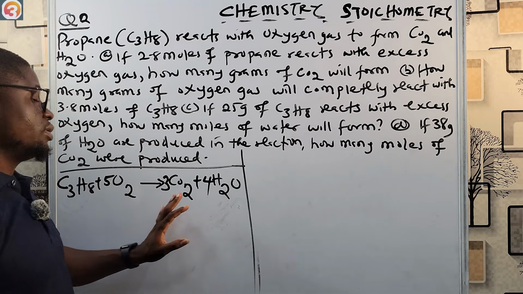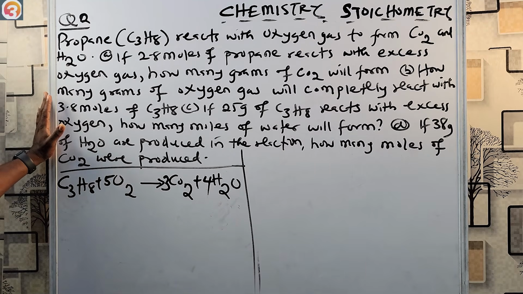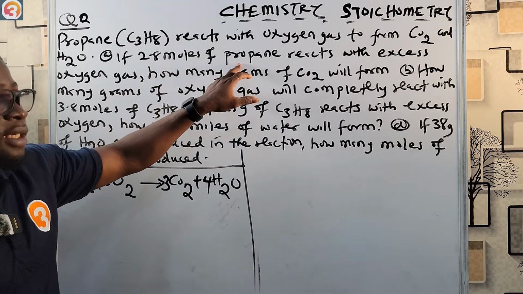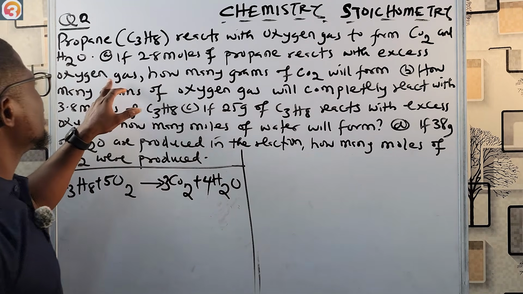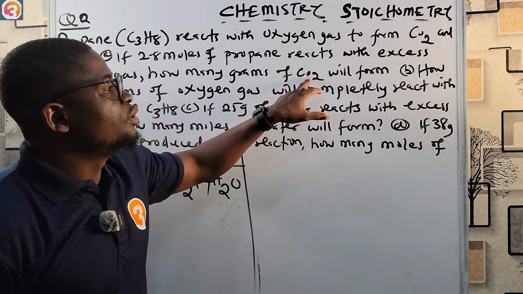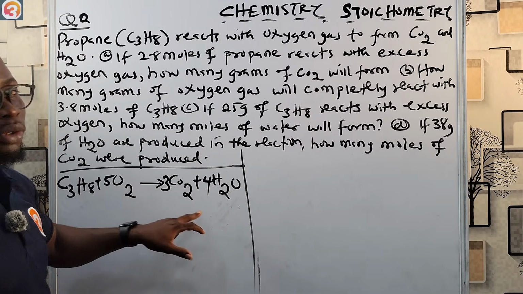Okay. So now we're told from the question that propane reacts with oxygen gas to give us carbon dioxide and water. All right. So now they say if 2.8 moles of propane react with excess oxygen gas, how many grams of CO2 will form? Propane and CO2, that's what we are comparing.